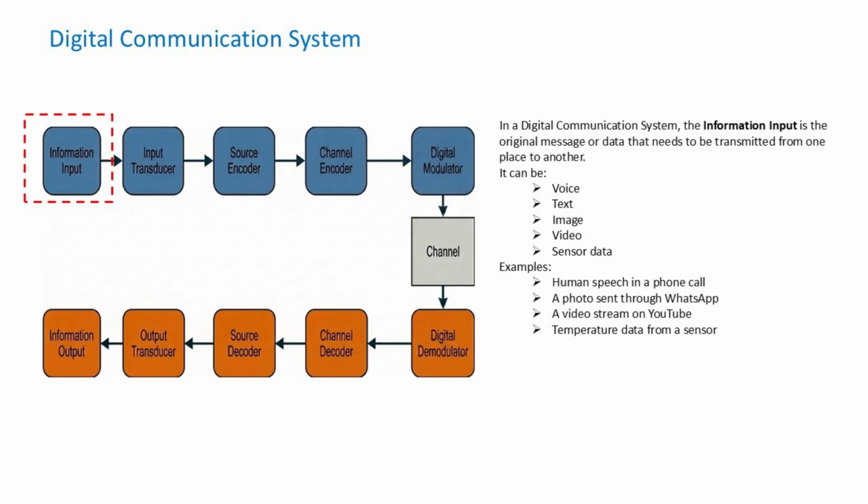In a digital communication system, this represents the original message or data that needs to be transmitted from one location to another. It can take different forms, such as voice, text, images, video, or sensor data. For example, it could be a human voice during a phone call, a photo sent via WhatsApp, a video stream on YouTube, or temperature data collected from a sensor.